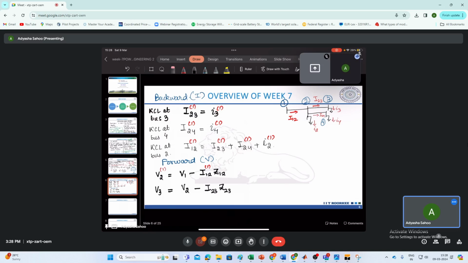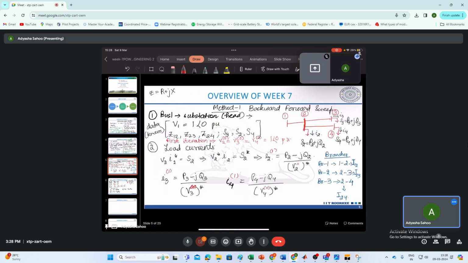Now V4 will be V2 minus I24 Z24, right? So from this, basically you will get the value at the end of first iteration for V2, V3 and V4. So similarly for the next iteration 2, what you will do?